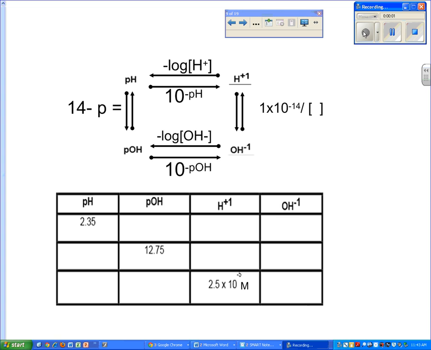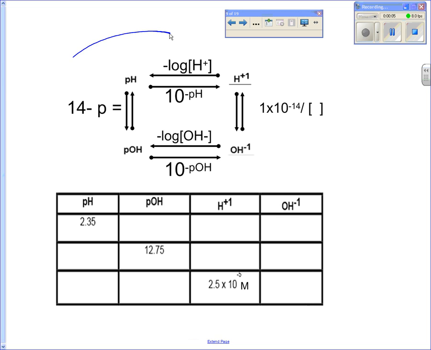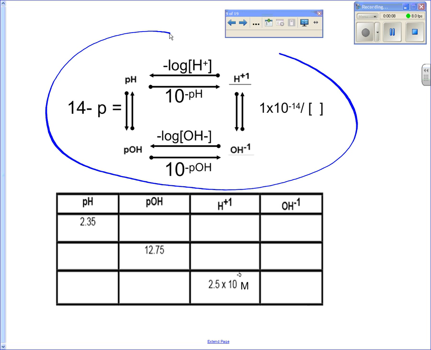Working basic pH problems, it's good to have this little arrow directional to help you out until this becomes second nature. So for example, in this first problem I have a pH of 2.35. If I know that pH is 2.35, I can find everything else because it tells me 14 minus 2.35 is going to tell me what the pOH is. And so the pOH in this case is going to end up being 11.65.